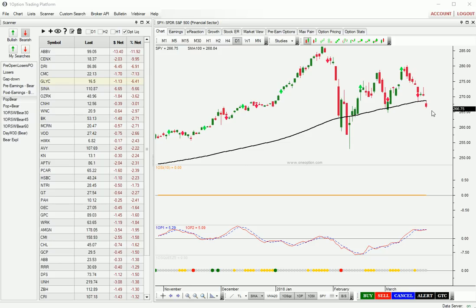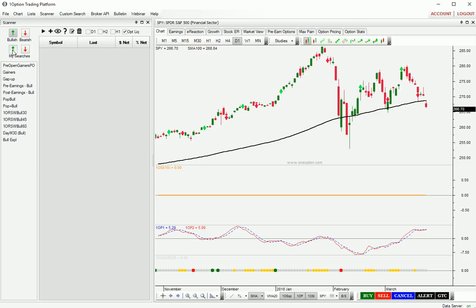I'm going to be looking for some day trades. I'll also point out some swing trades. The scanner can be used for either one very easily. So what I'm going to do in the platform is I'm going to click scanner, which I've already done, and then I'm going to click bearish, which I've already done.